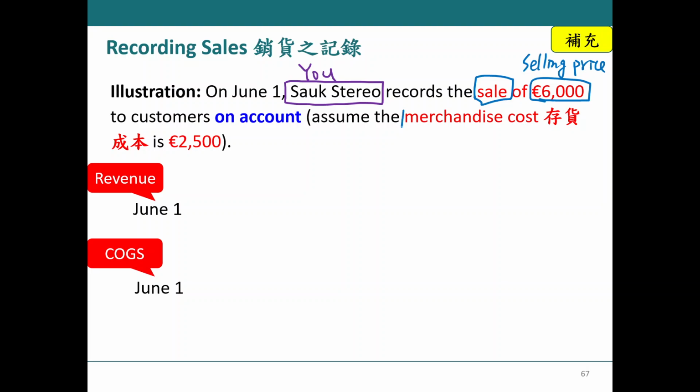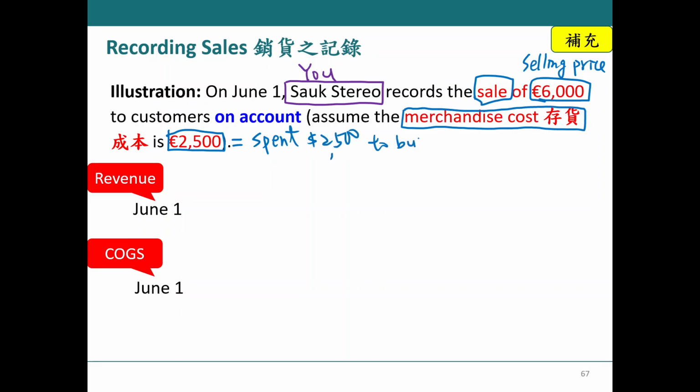Here it tells you, merchandising cost. Cost of inventory, how much? $2,500. So what does it mean? For the inventory you sold to customers, before you spent $2,500 to buy it. So you spent $2,500 to buy this inventory. Okay? Any questions?